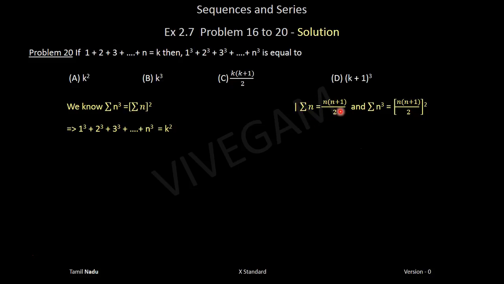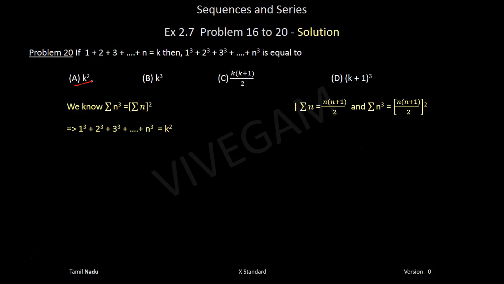Am I right? Sigma n is n into n plus 1 by 2, whereas sigma n cubed is n into n plus 1 by 2 the whole square. Right? So it's basically this square. So sigma n cubed will be sigma n the whole square. That is what I've written here. Now you substitute: sigma n is nothing but k. So sigma n cubed will be k square. You got it? So it's basically option A. Right? So that is all in this problem.